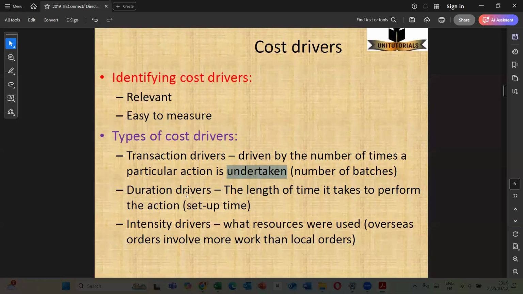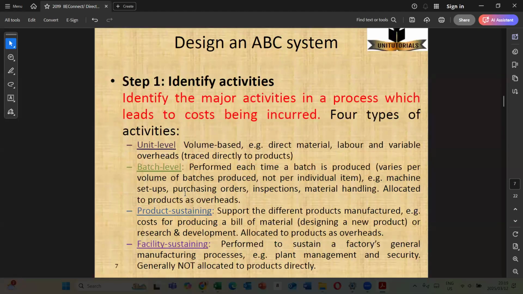Then we have intensity drivers. In regards to this, we're looking at what resources were used. Intensity drivers: what resources were actually used. I don't know if there's anyone who feels lost so far, who says, hey, I don't understand what you're talking about, it's more or less like you're speaking a different language. Is there anyone who's lost so far before I proceed? Same page. Okay, cool. Let's proceed.